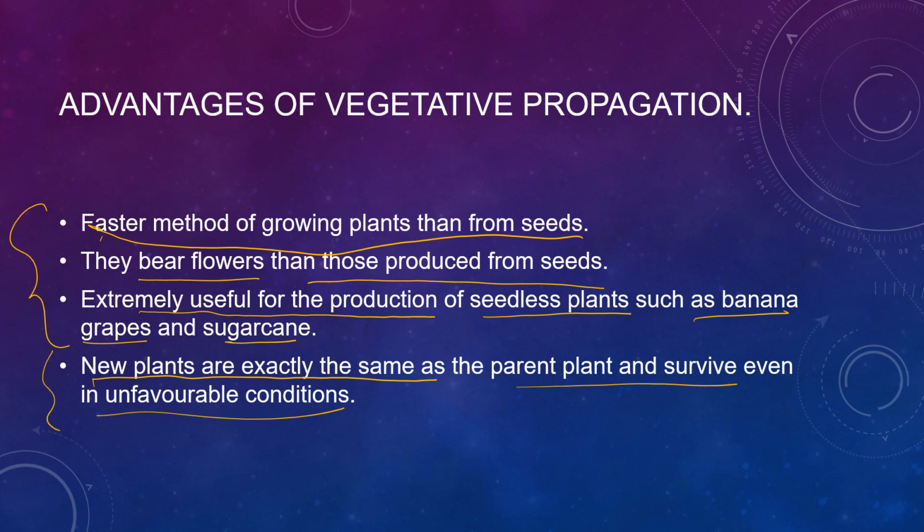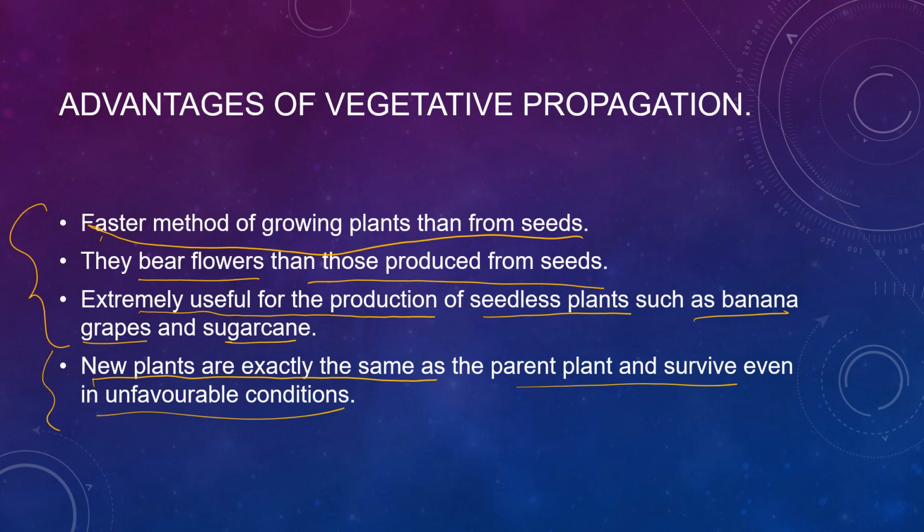Now new plants are exactly the same as the parent plant and can survive in unfavorable conditions also. If the new plants had different characters from the parent plants, it would have been difficult for them to grow into new plants because their survival rate would be reduced. But in this case, as the new plants are exactly the same as the parent plant, there is a 100% chance of their survival even if the condition is unfavorable.